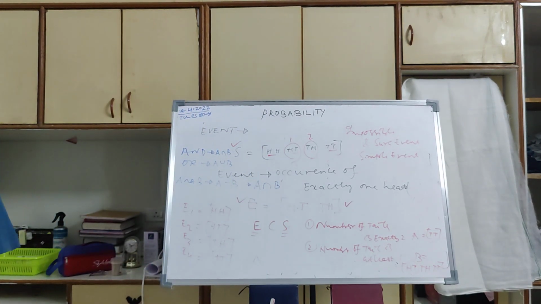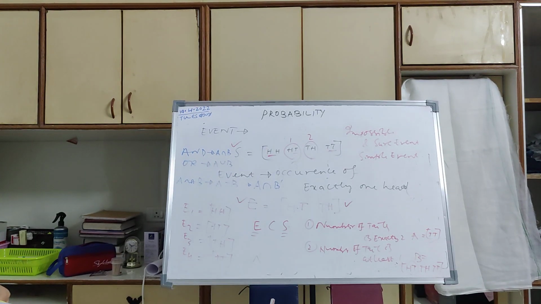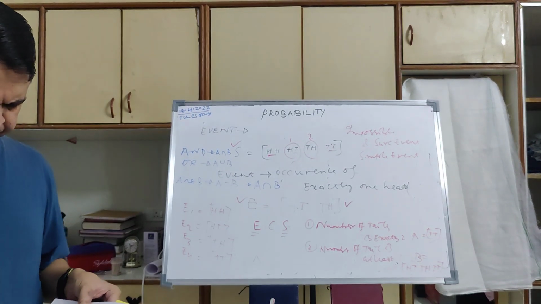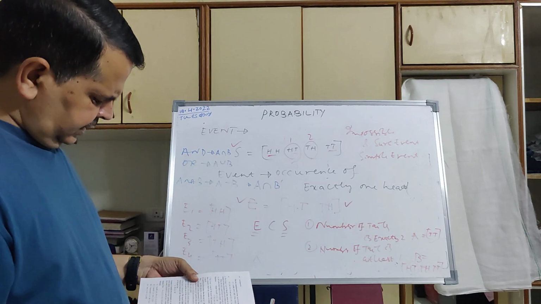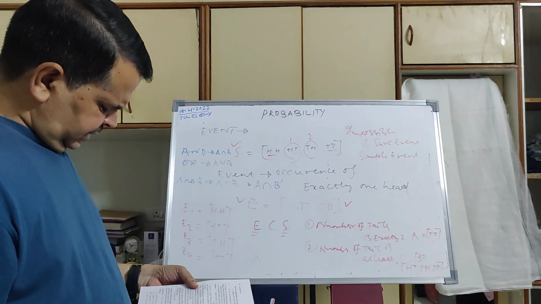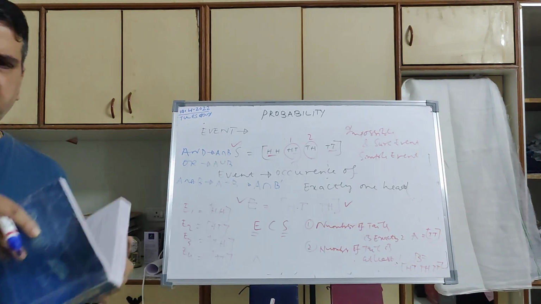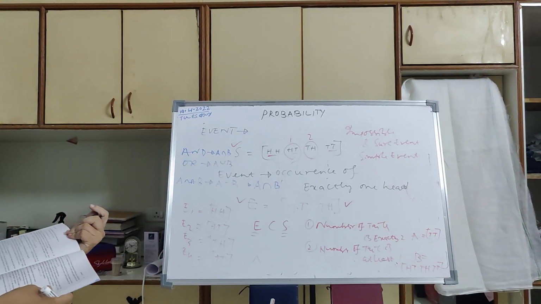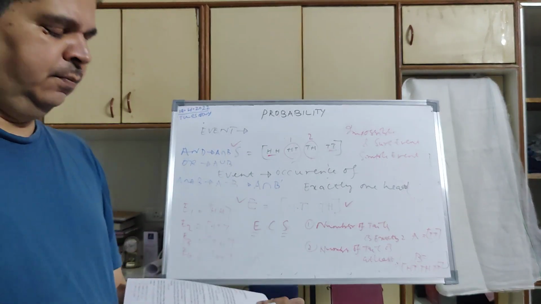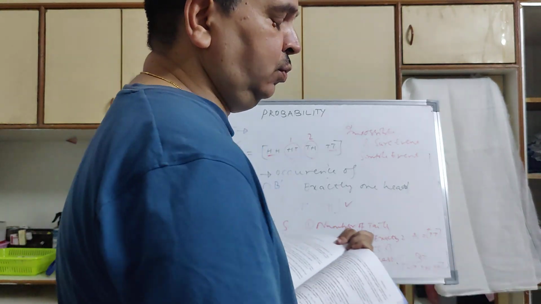Okay, so that is obvious. And there is A minus B. These things you can easily do. I am not going into the details of it. Then there is something called mutually exclusive events.